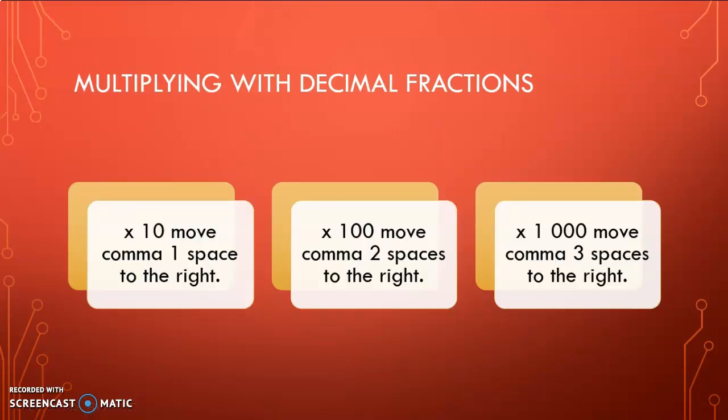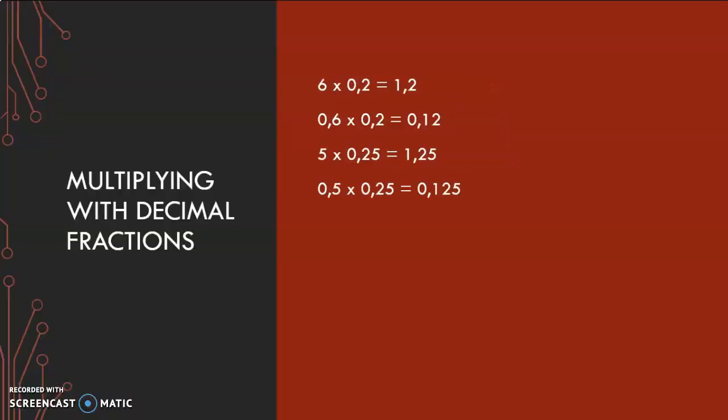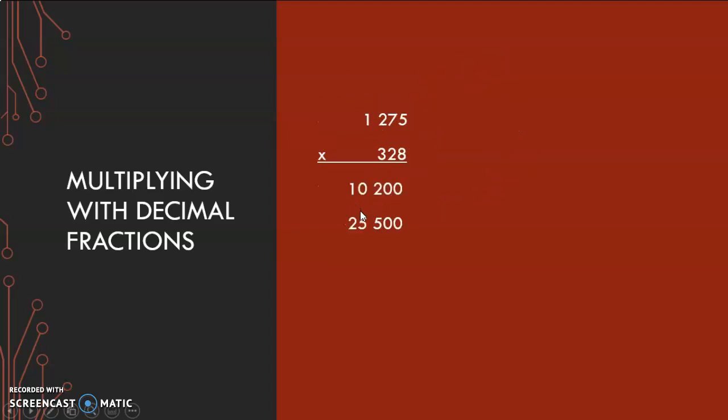When multiplying with 10, the comma moves 1 space. With 100, 2 spaces, and with 1,000, 3 spaces to the right. When I multiply with decimal fractions, I need to see how many digits after the comma, and my answer needs to have that amount of digits after the comma.